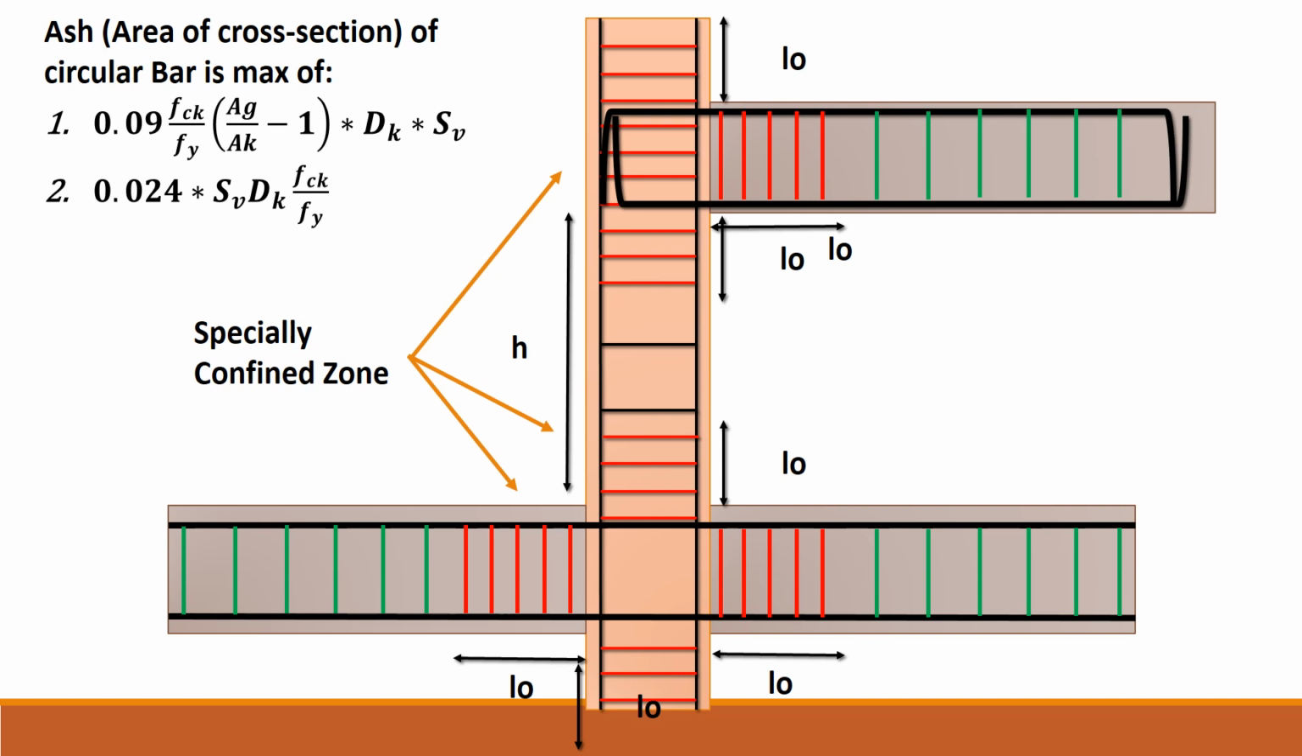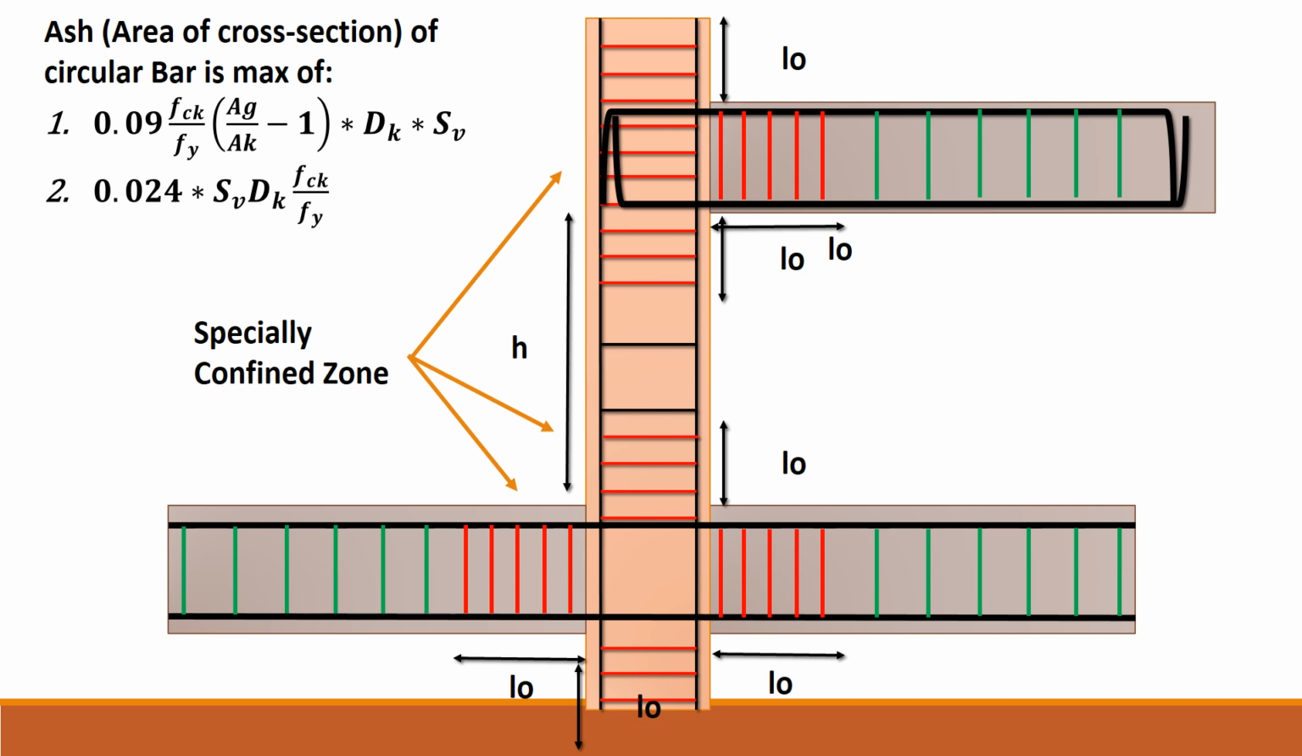Another criterion associated with the special confining reinforcement mentioned in IS 13920 is the area of cross section of the bar. Now this is a circular steel reinforcing bar. It should be the maximum of number 1, 0.09 × fck/fy × (Ag/Ak − 1) × Dk × Sv, or another one is 0.024 × Sv × Dk × fck/fy. Now, the larger of these two should be the area of the cross section of the circular bar that we take in the special confining zone. This is the area of cross section of the special confining reinforcement.